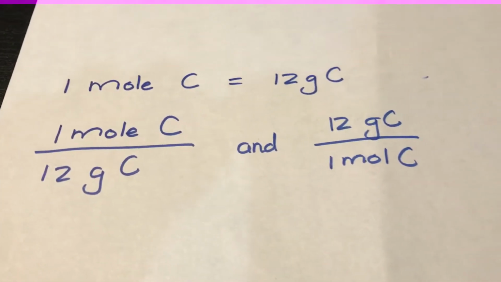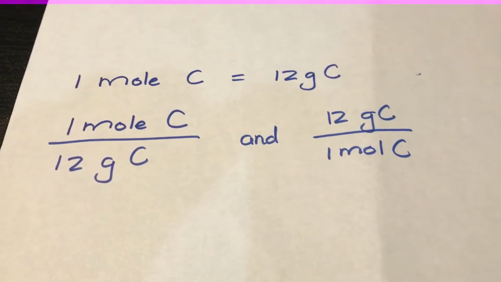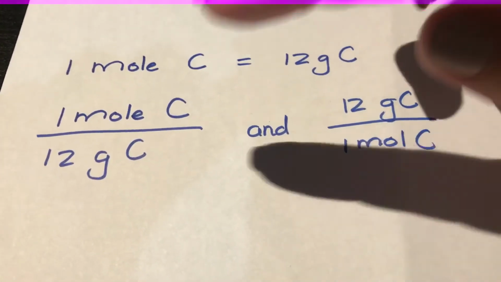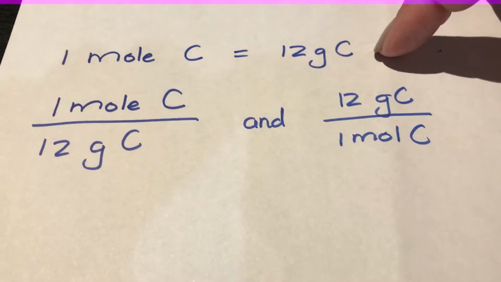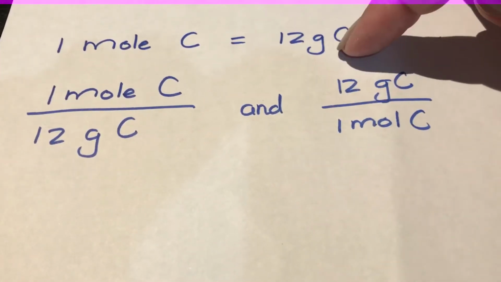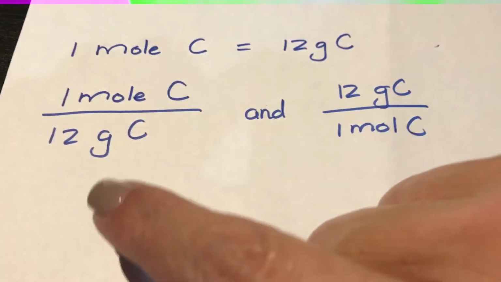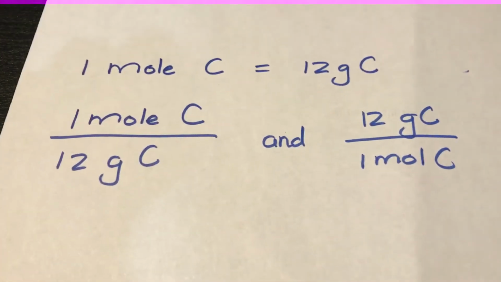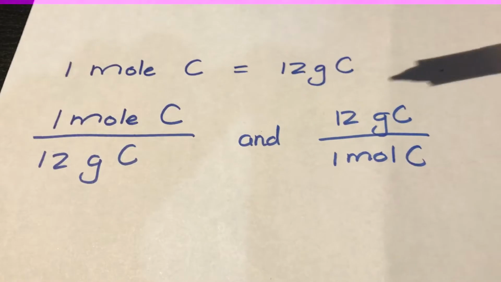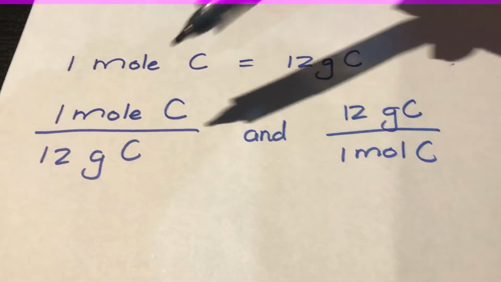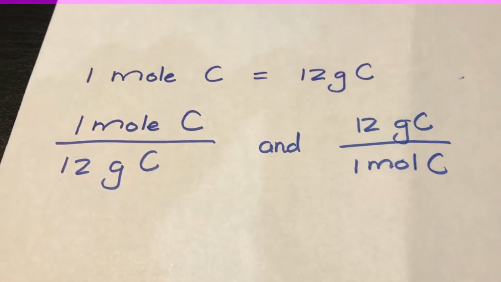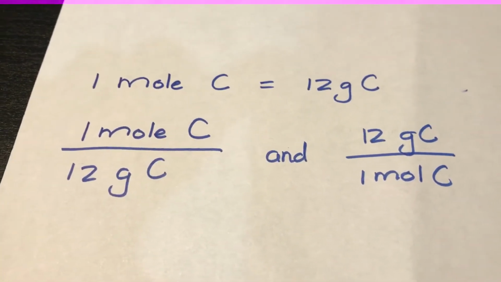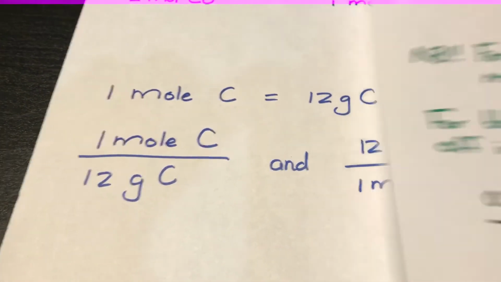Okay, so we also see that we can write conversion factors for rules that we have in chemistry. For example, if 1 mole of carbon is 12 grams of carbon, then we can write this as a conversion factor. So I can put the 1 mole of carbon on the top and the 12 grams of carbon at the bottom, and then I can also swap it around by putting this part on the top and the 1 mole of carbon at the bottom. Now I will use this when I'm doing my calculations for mole to mole and mole to mass.